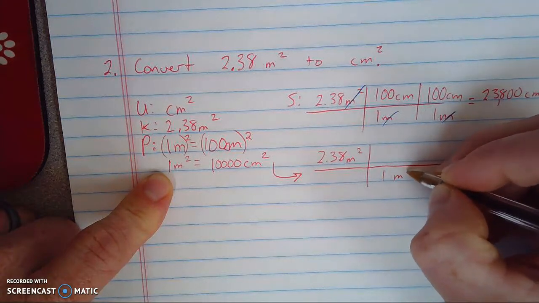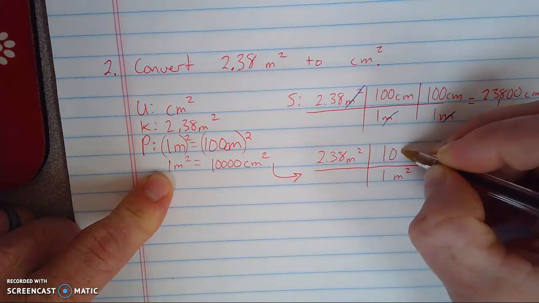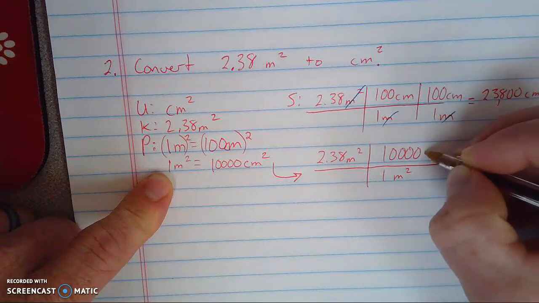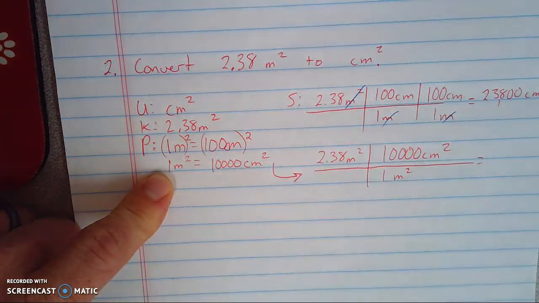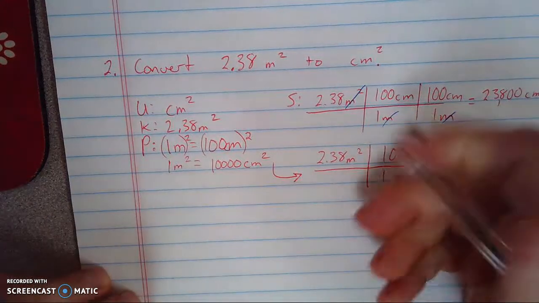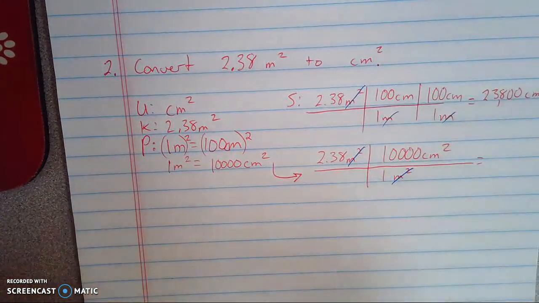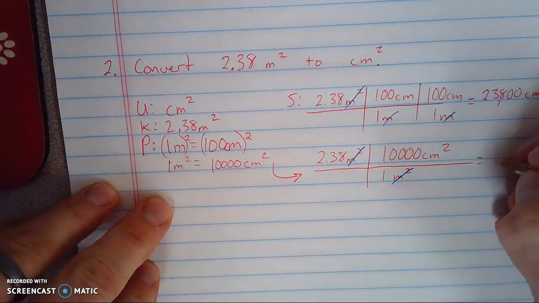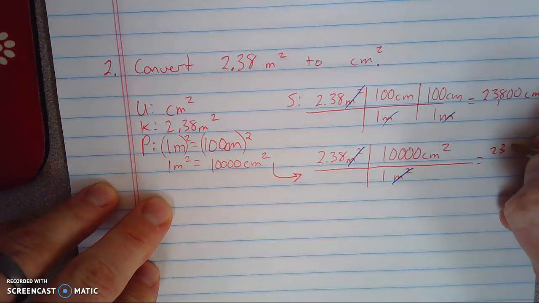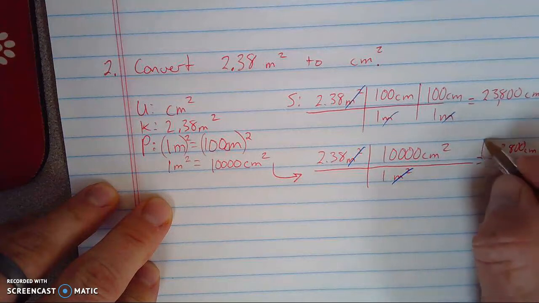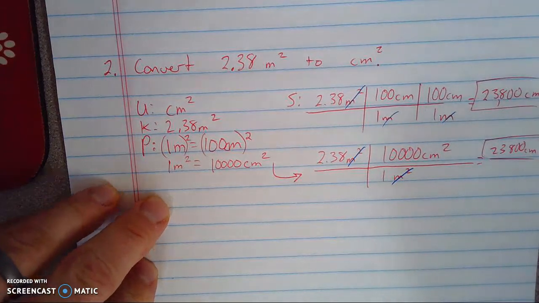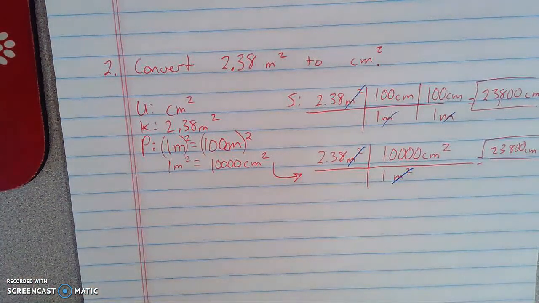So 1 meter squared equals 10,000 centimeters squared. And you get the same answer either way. So your pick how you want to do it. Either one of those will result in the correct answer. So just do whichever one makes more sense.